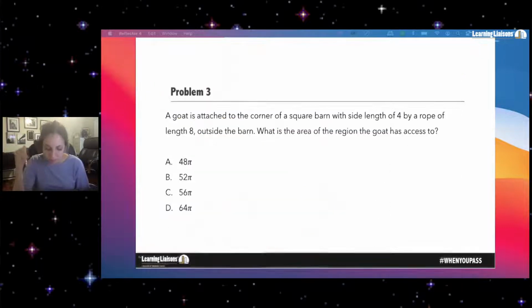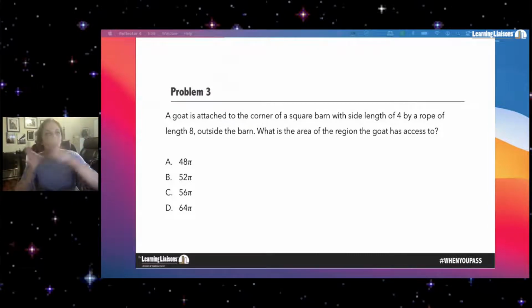All right, problem number 3. Oh, this one is so fun. Someone sent me this problem, and so I had to do it. Okay, a goat is attached to the corner of a square barn with a side length of 4 by a rope of length 8 outside the barn. What is the area of the region the goat has access to? Isn't this so fun?